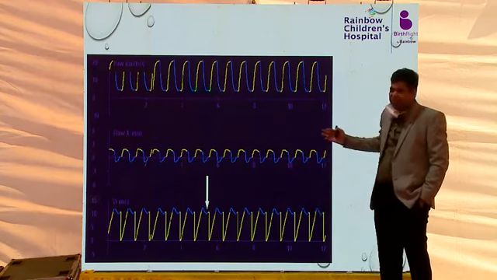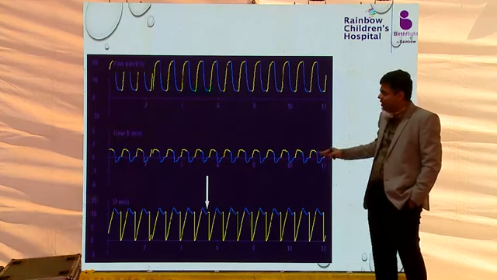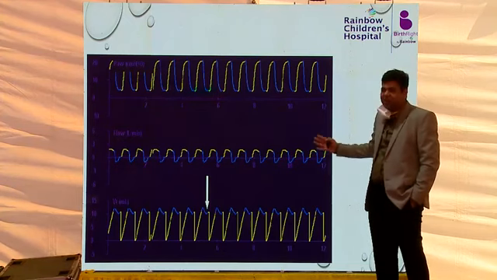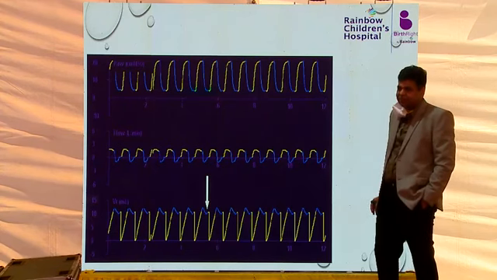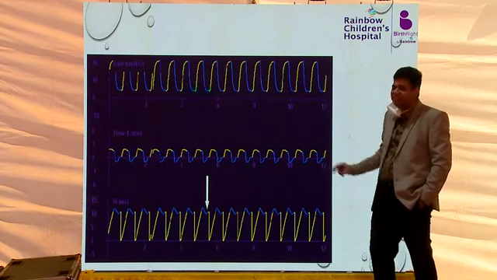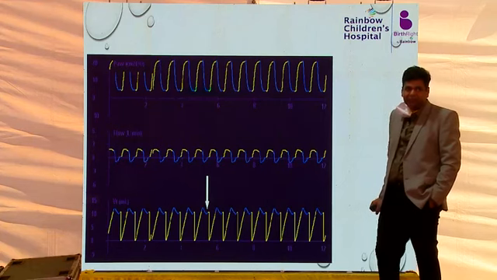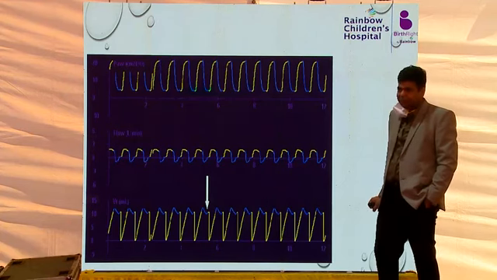The respiratory rate was set at 60 breaths per minute, and the baby is breathing, but the machine is giving 120 breaths per minute. So this is autocycling.